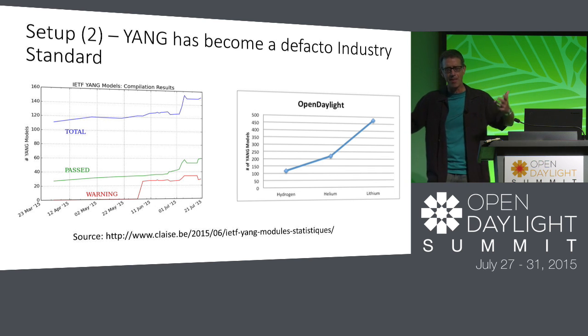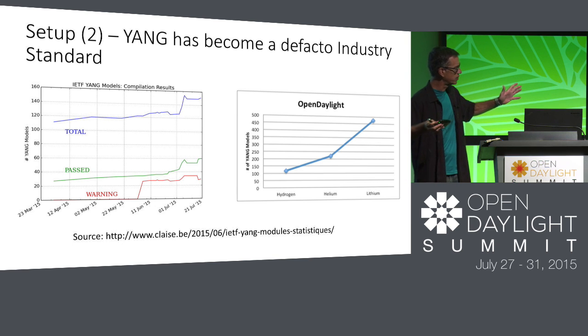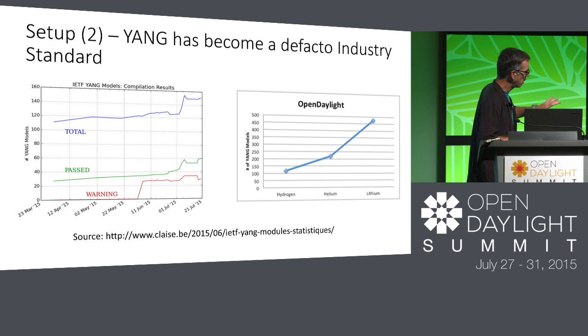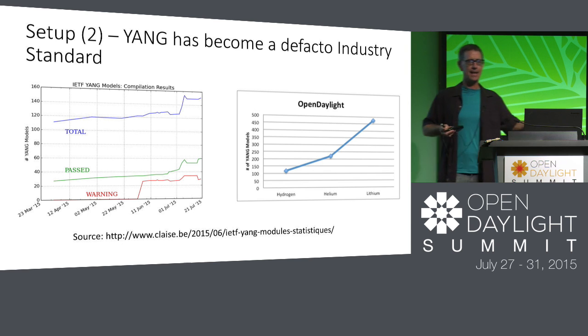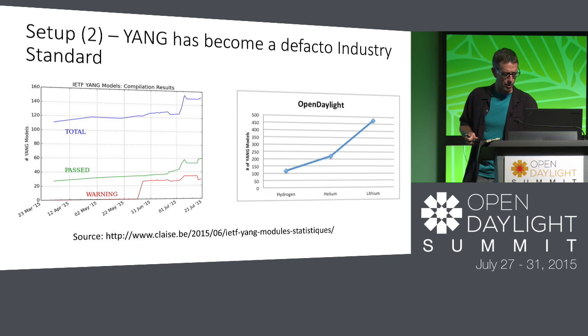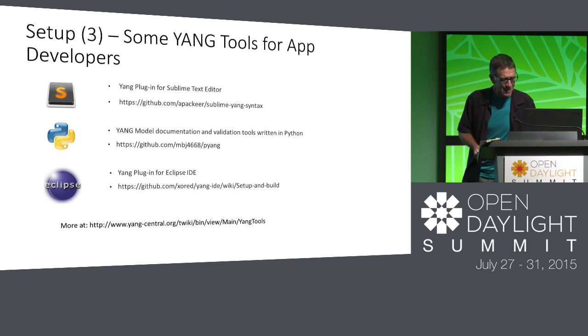SNMP MIBs, that's over. We're done with that. Yang is a very powerful tool. You can do quite a few conversions between different data object formats, and Daniel will take us through some of those as well.